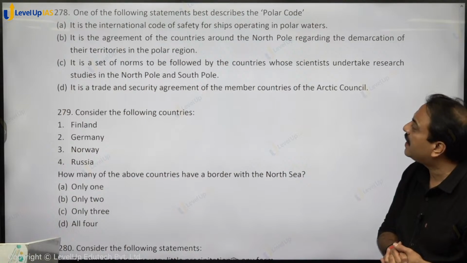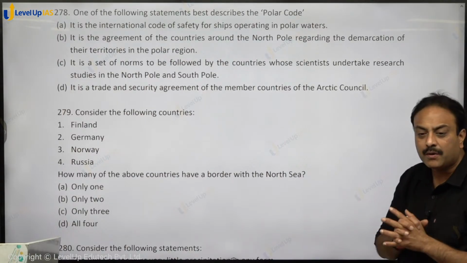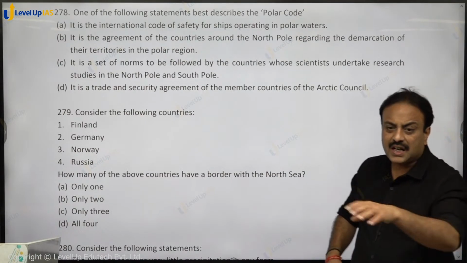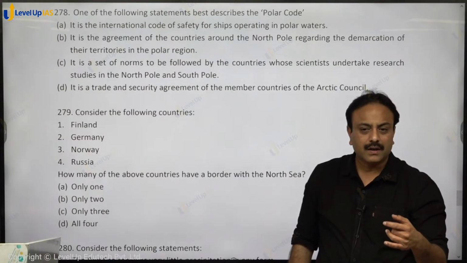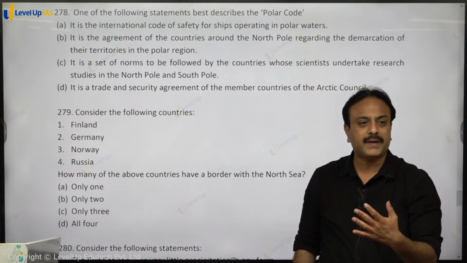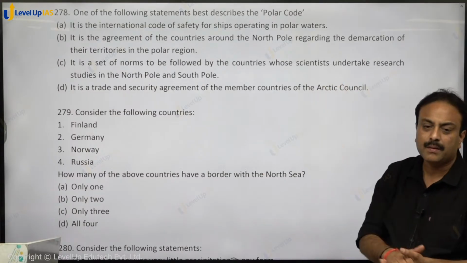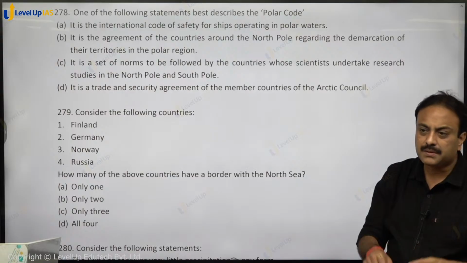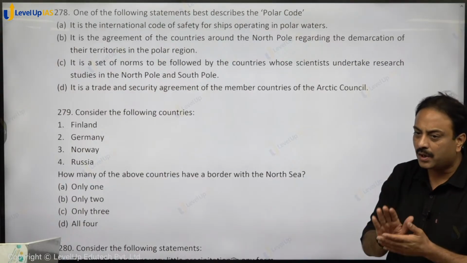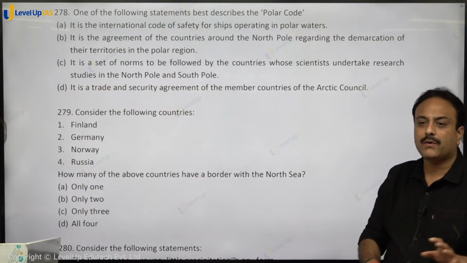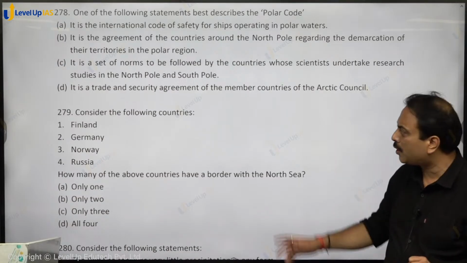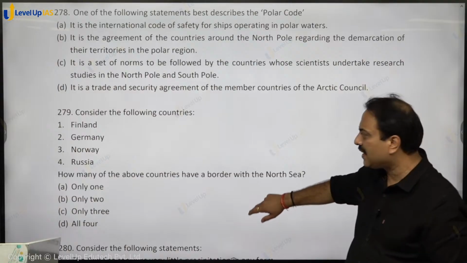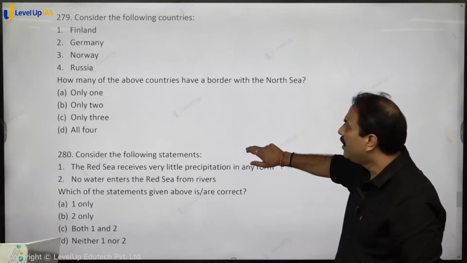Option A, it is an international code for the safety of ships operating on polar waters. NSR, Northern Sea Route. Heard about that? So Northern Sea Route, when it is being used, it is as per polar code. So all the ships of any of the country which are navigating through polar waters, what will be the safety, security and what rules they have to follow, that is all given in polar code. So option A for apple is the right answer to this particular question.